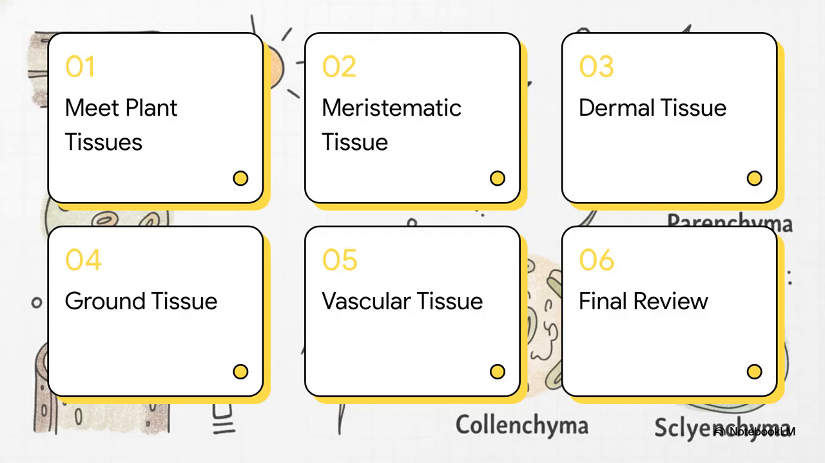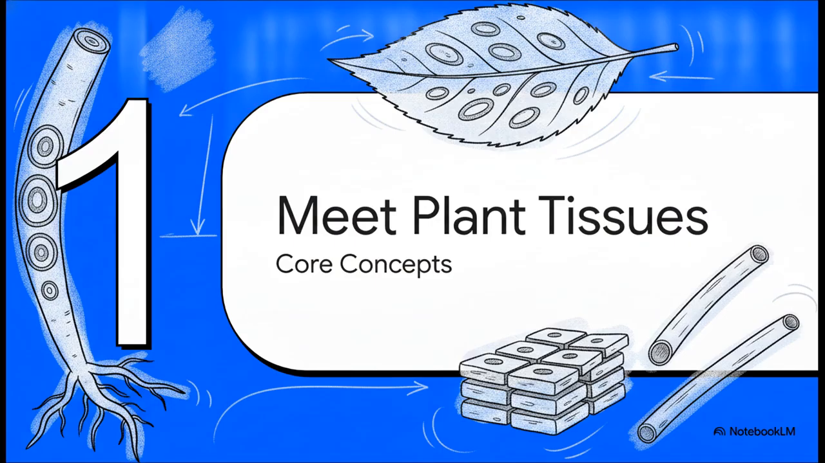To solve this mystery, here's our game plan. First, we'll meet your plant tissues. Then we'll cover the growth engine, the protective shield, the plant's bulk, and the transport system, before wrapping up with a final exam review recap. So Part 1. Meet your plant tissues.